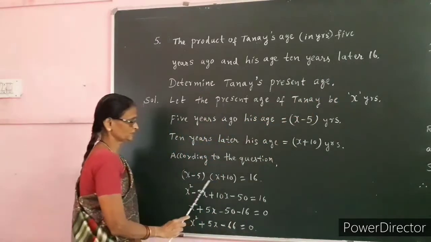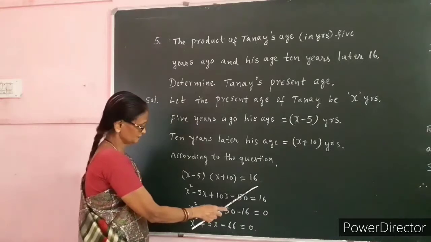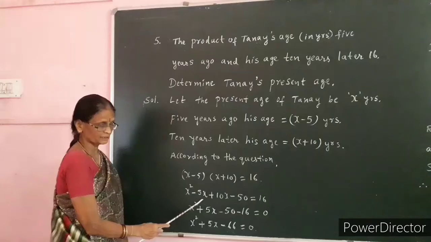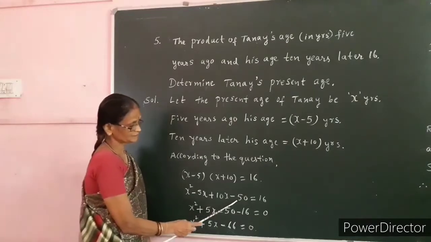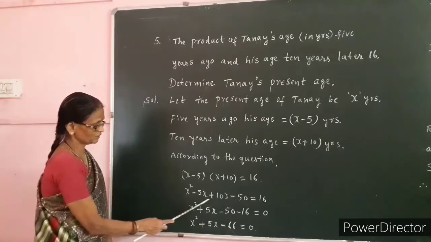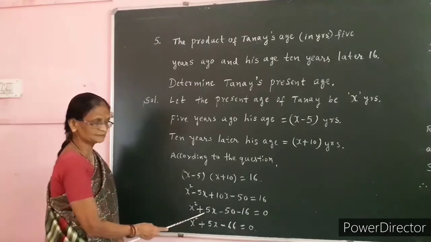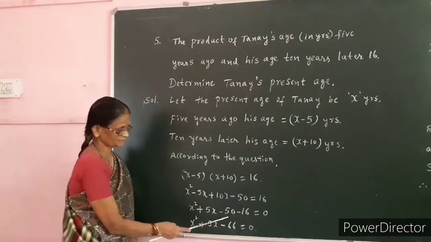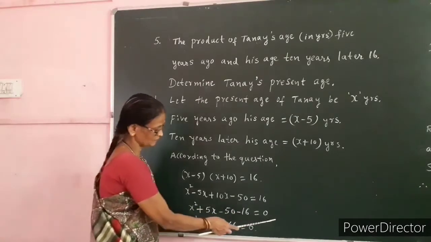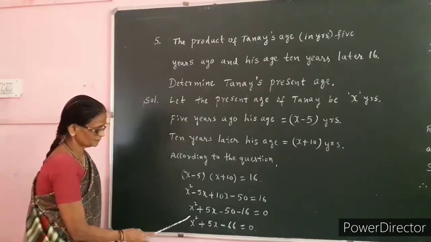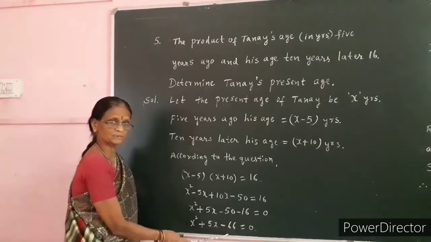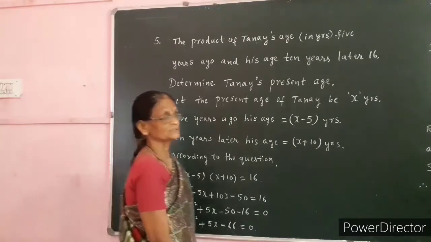So (x minus 5)(x plus 10) equals 16. Multiply binomial by binomial, we get x squared minus 5x plus 10x minus 50 equals 16. Simplify this: minus 5x plus 10x is plus 5x, so x squared plus 5x minus 50. Transpose 16 to the LHS, it becomes minus 16 equals 0. Again, simplify: x squared plus 5x minus 66 equals 0.